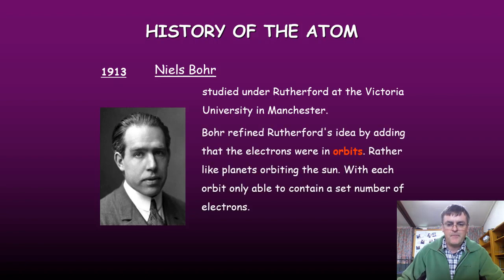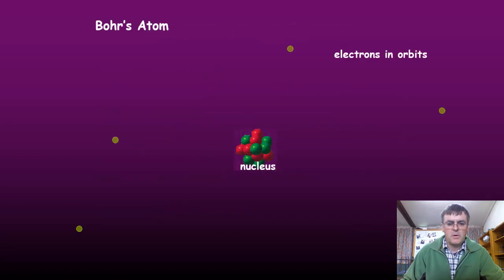He modified that to say that the electrons are in orbits around the Sun, and so each orbit can fit only so many electrons into it. So let's have a closer look at how that operates. So here's his model of the atom with the electrons orbiting around in distinct orbits, or energy shells, around the nucleus.